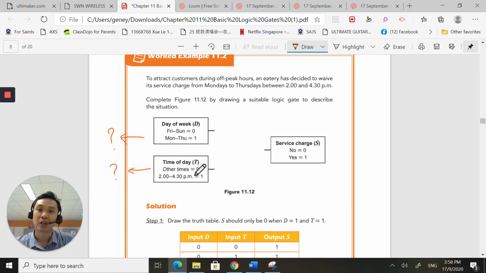So the story is, it's only going to remove the service charge if it's from Monday to Thursday and is 2 to 4:30. Okay, so it might be a bit fuzzy now. So to help you understand the situation, we are going to draw a truth table.